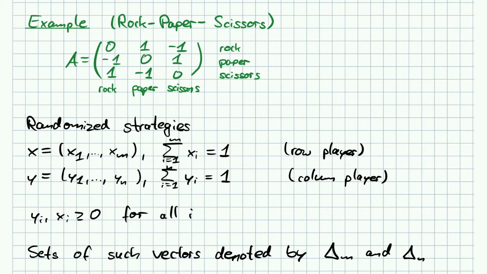And now what's the expected outcome? What is the expected amount that the row player is paying to the column player?